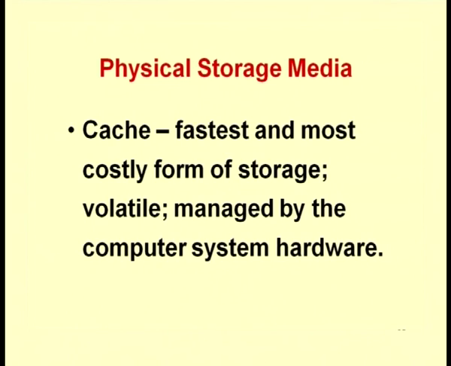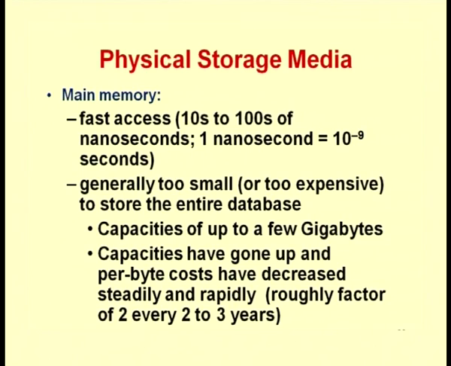So, now one of the physical storage media is cache, which is the fastest and most costly form of storage, and it is volatile and it is managed by the computer system hardware. So, it is the fastest and it is volatile, but it is costly because speed is the main criterion here. Then we have the main memory. So, after cache you have the main memory.